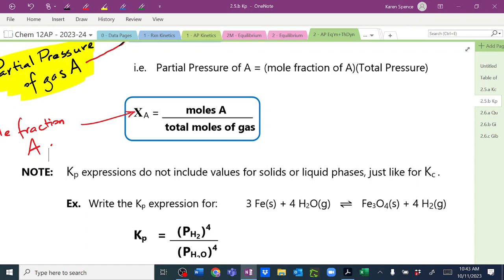So Kp does not include values for solids or liquids. Why? They don't have pressures. Well, I mean, liquids have pressures, but they can't change in pressure. Just like technically you could say a liquid has a concentration. There's a certain number of moles per liter, but it's going to be constant, right? You cannot change the moles per liter of water if you have water, right? It's like, there it is.